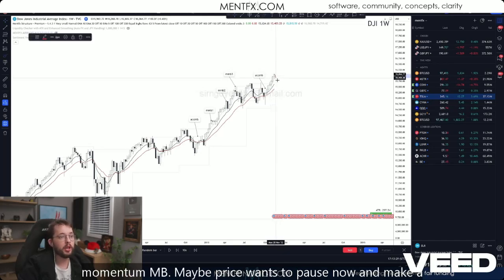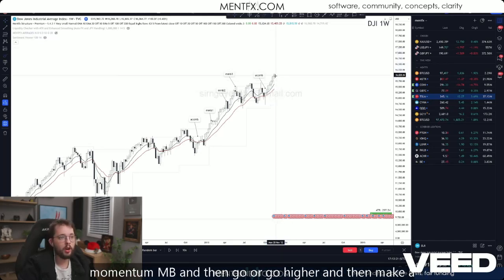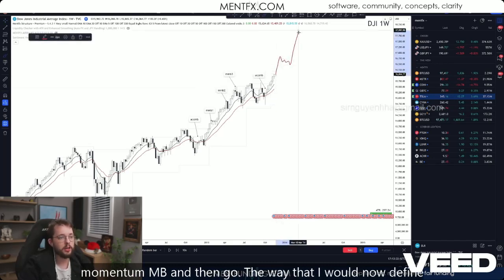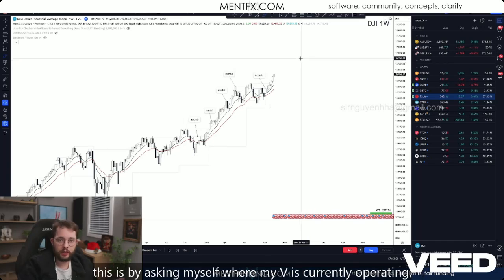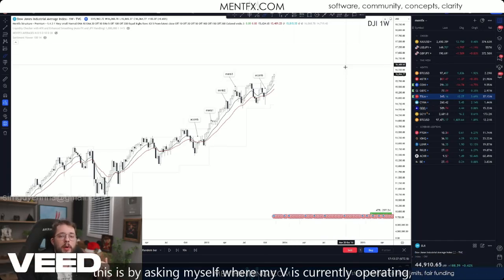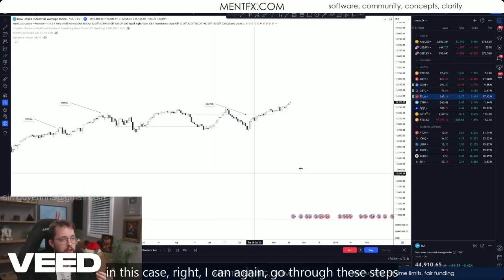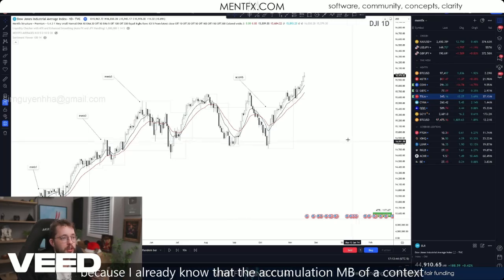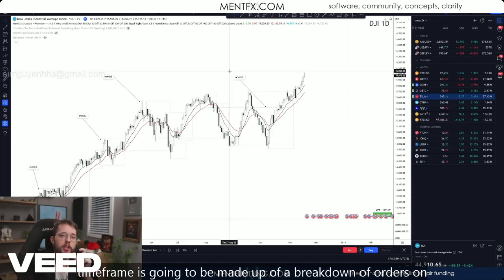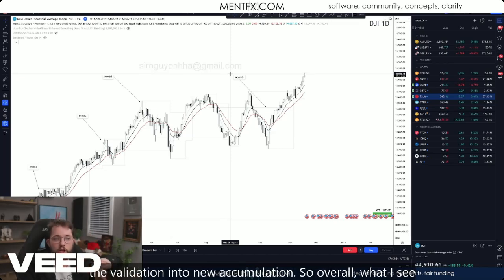Maybe price wants to pause now and make a momentum MB and then go, or go higher and then make a momentum MB and then go. The way that I would now define this is by asking myself where my V is currently operating, right? So if I look at my V, which would be the daily in this case, I can again go through these steps because I already know that the accumulation MB of a context time frame is going to be made up of a breakdown of orders on the validation into new accumulation.